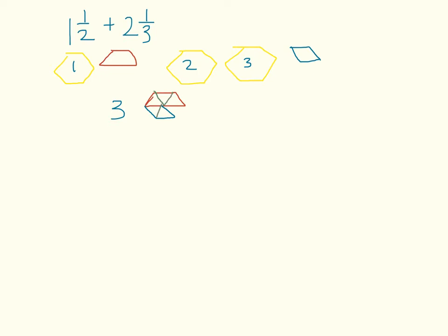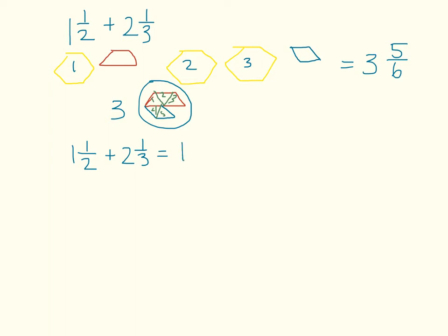So if we look at this now, we've got 1, 2, 3, 4, 5 green pattern blocks. So our answer is 3 and 5 out of 6. And I got 6 because it takes 6 green pattern blocks to make up one of our wholes, which are the yellow pattern blocks. We can do this as well by using the addition statement. So 1 and 1/2 plus 2 and 1/3.